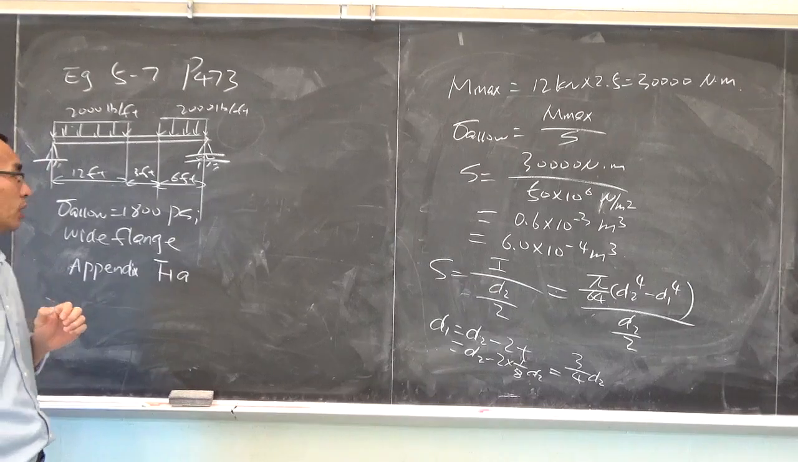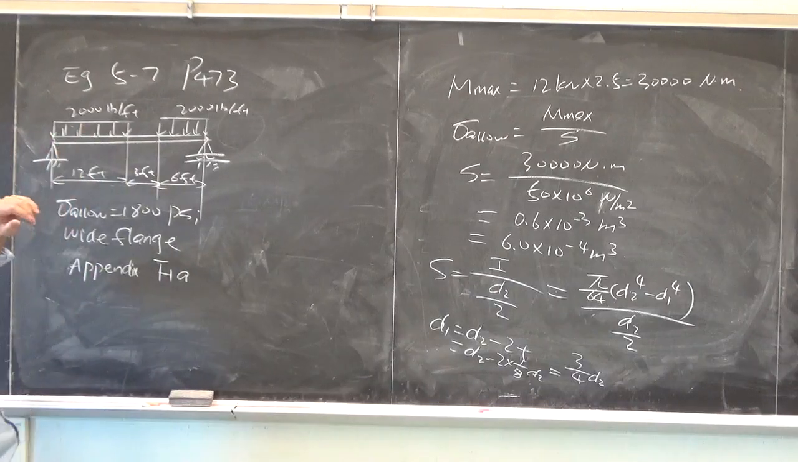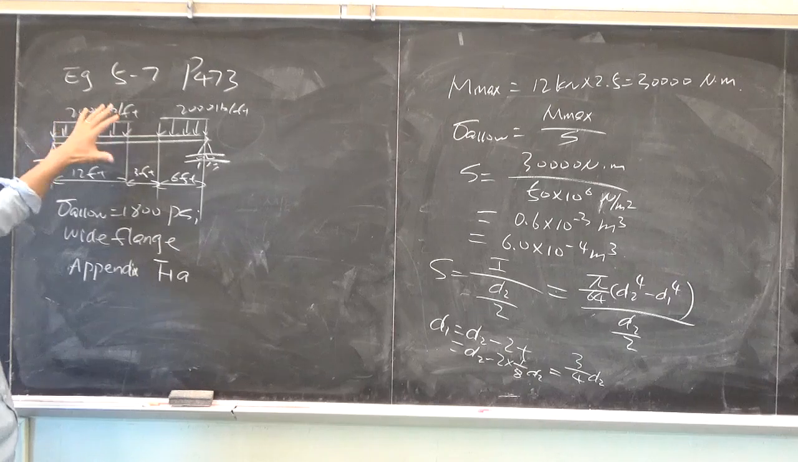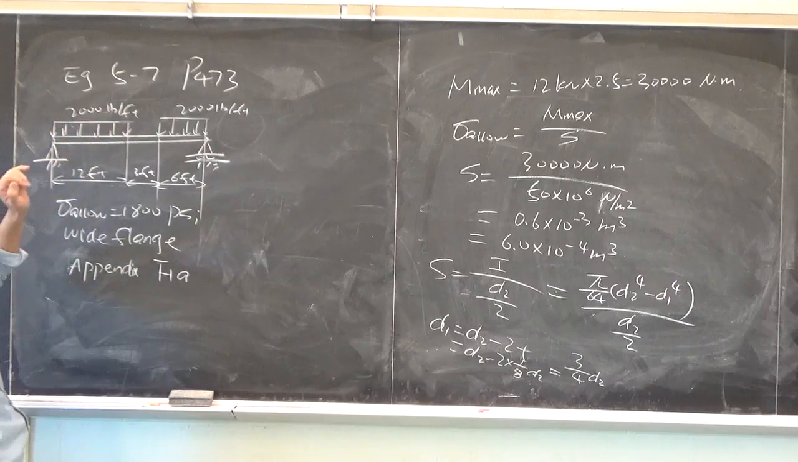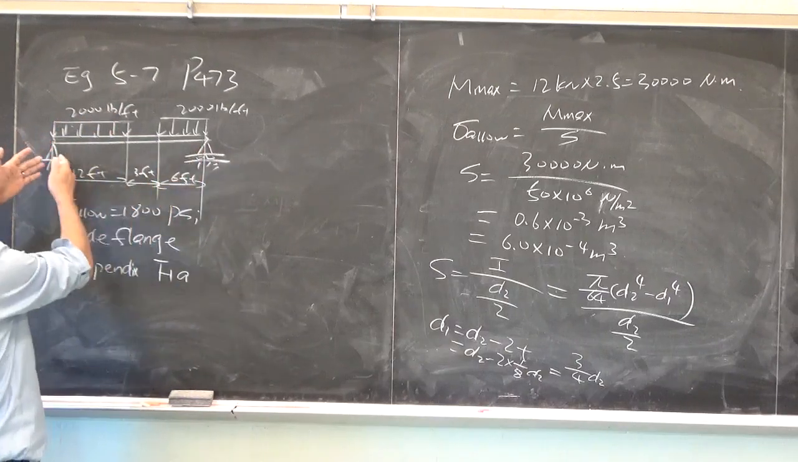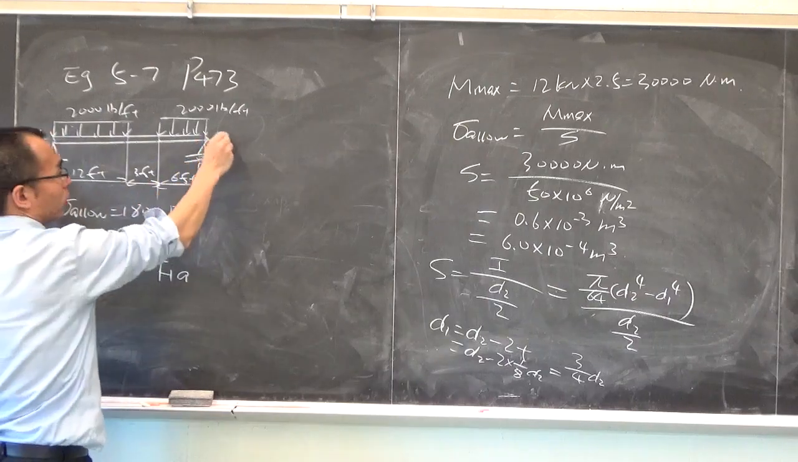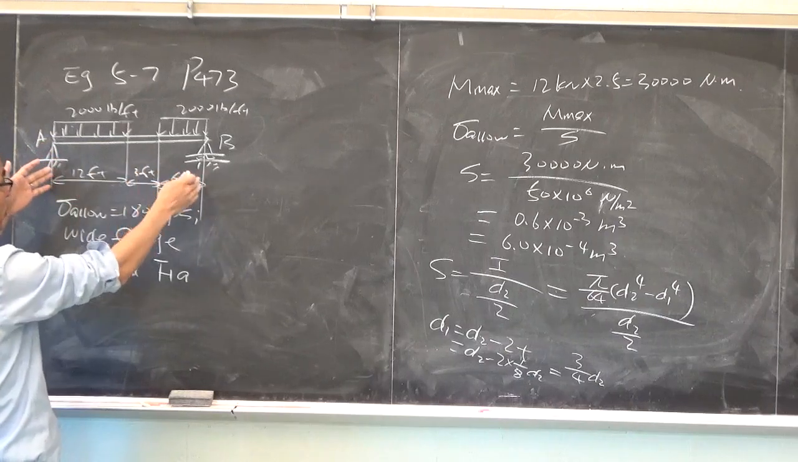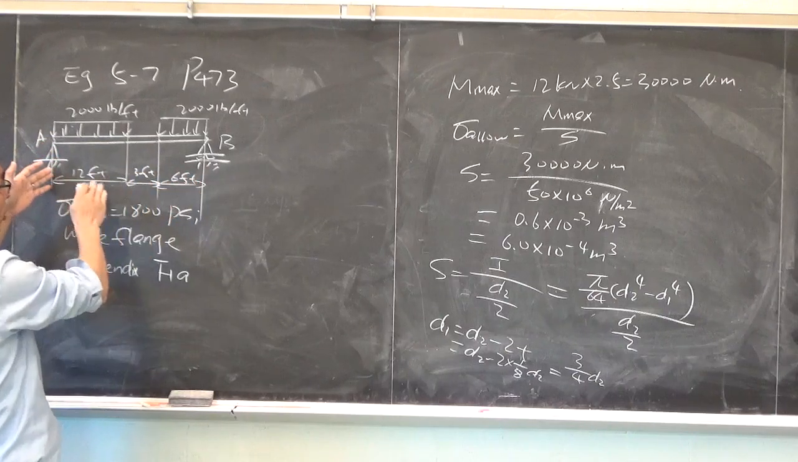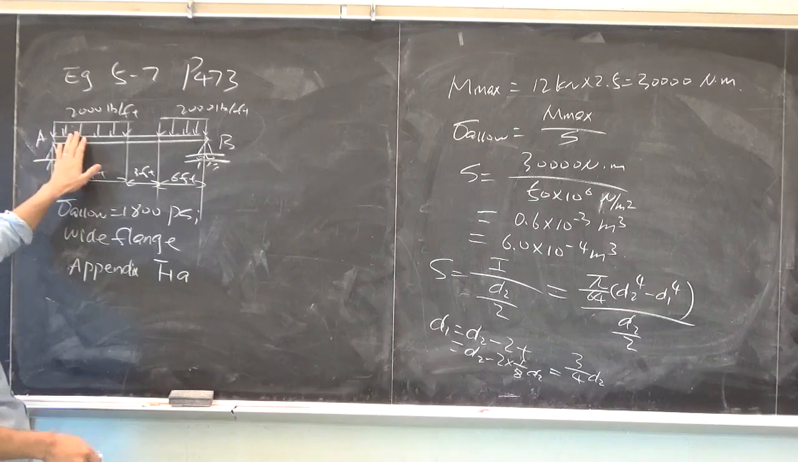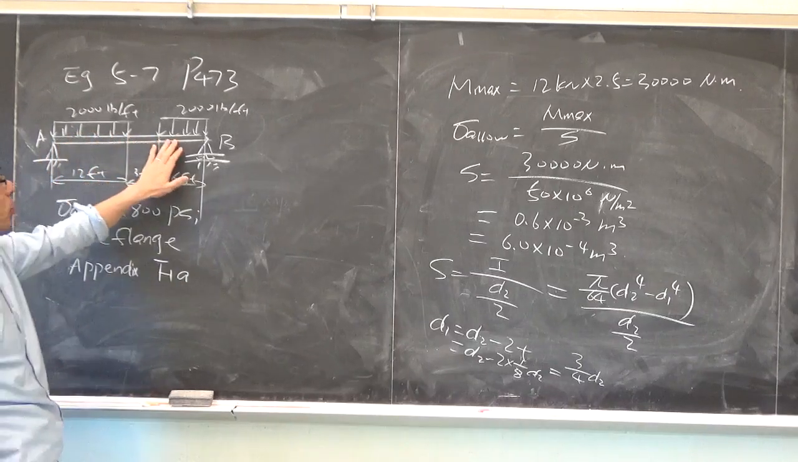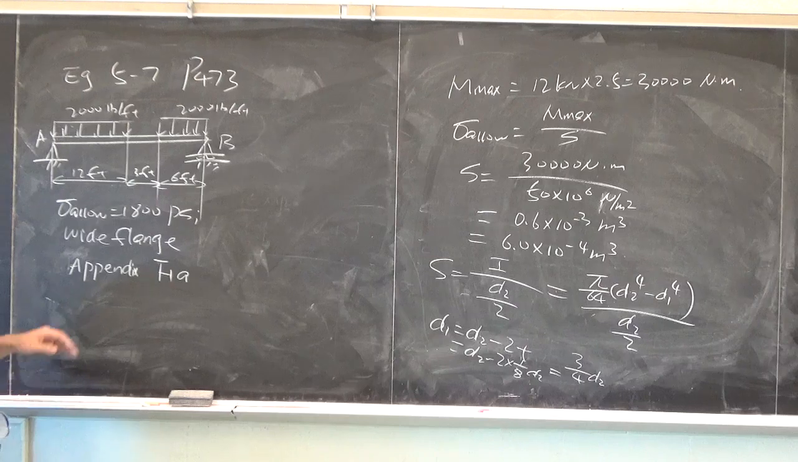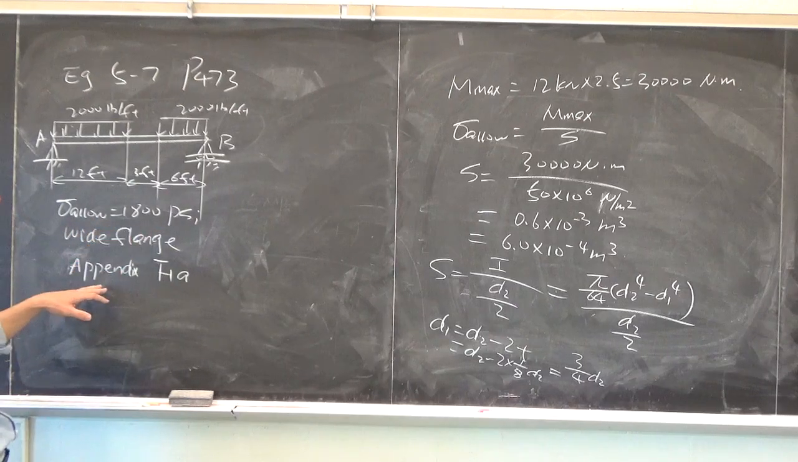Okay, let's use the last example to end this section, okay? So the last example problem is 5.7 on page 473. So we have a simple beam, we have pin support, and then we have roller support, right? And also we have uniform load, the total length of the beam is 12 plus 3 plus 6. So we have uniform force on this segment and another segment on the right end. The allowable stress is 1800 psi, it's a wide flange, okay? We need to use appendix F1A, okay?